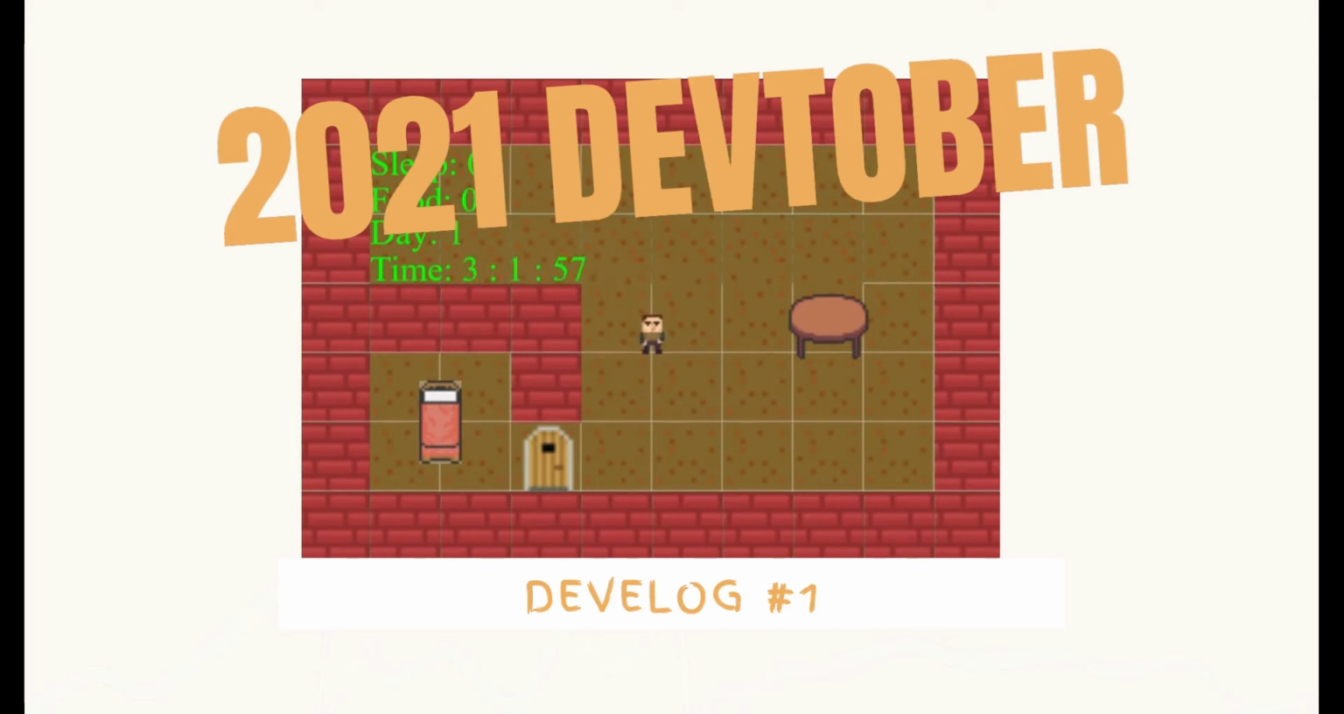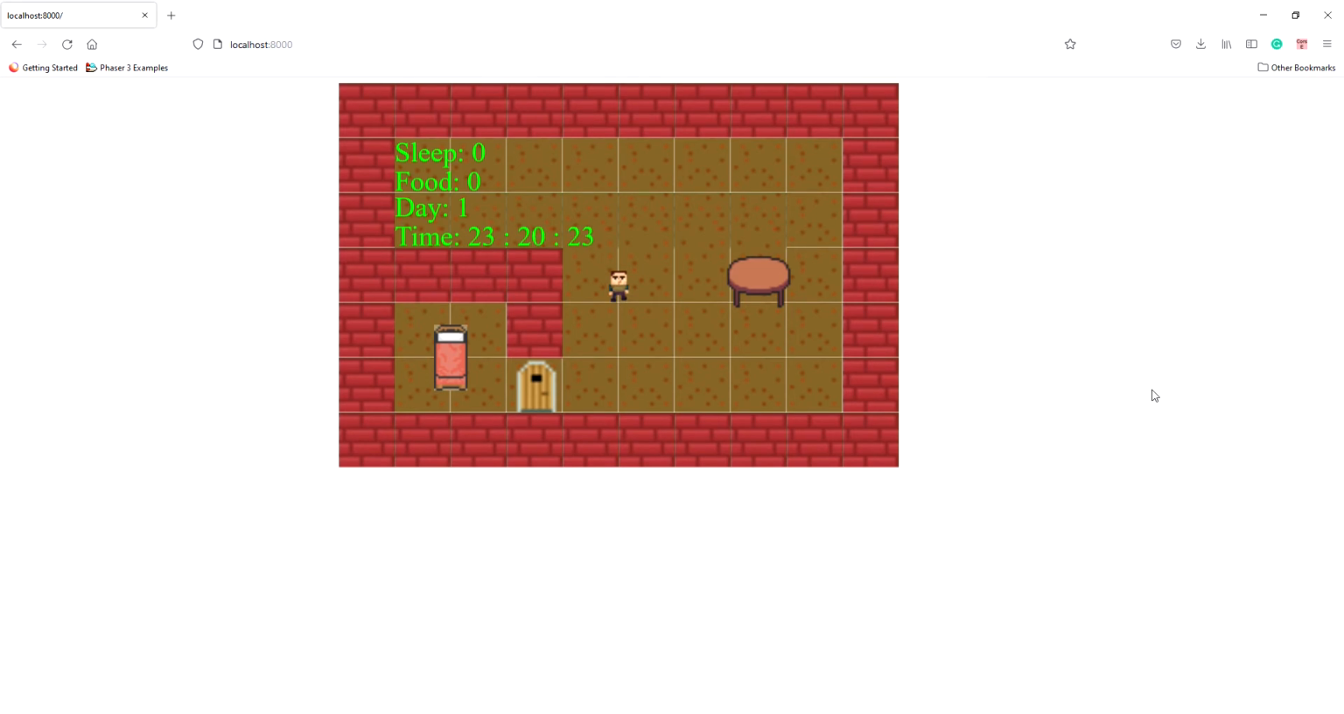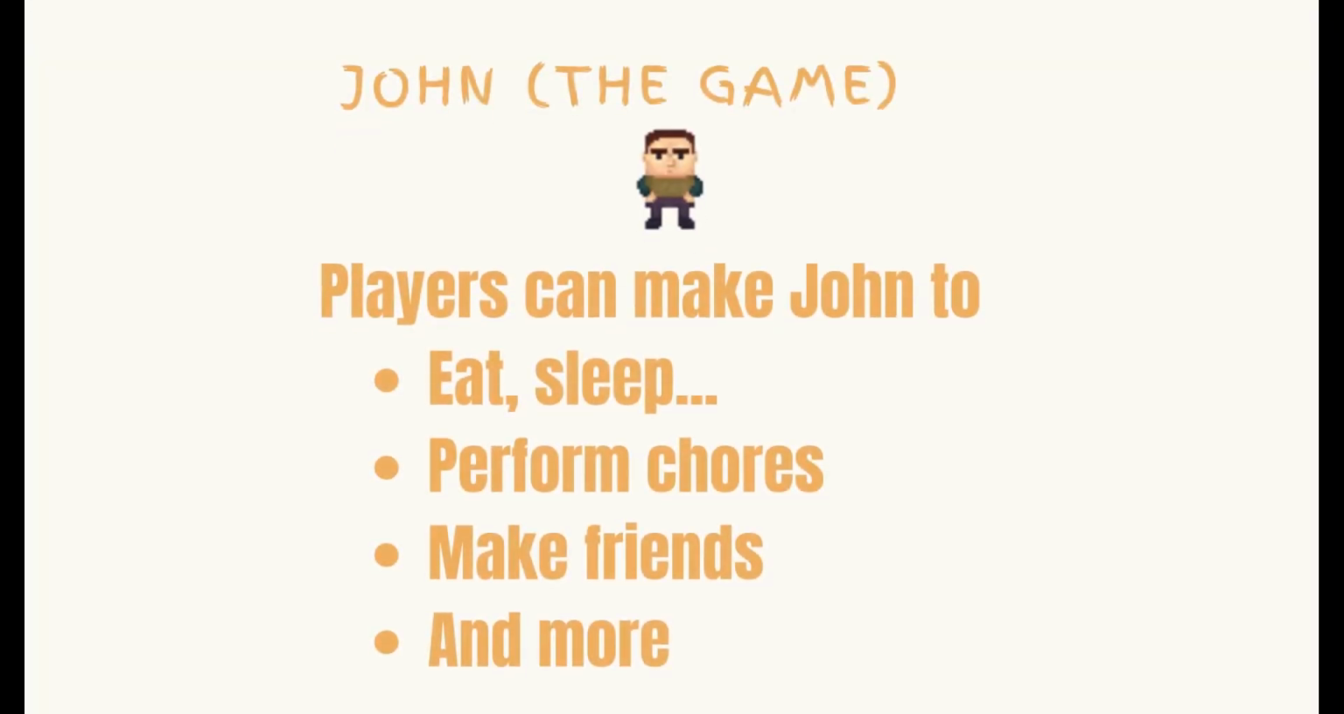Devtober is a challenge for people to work on their game every day and document their progress for the entire month of October. Last week, I started making a game called Zhang. The game is an oversimplified simulation game inspired by The Sims. Zhang is the name of the main character in the game. Basically, the player can dictate how Zhang lives his daily life. Make him eat, sleep, perform his chores, make friends, and so on.